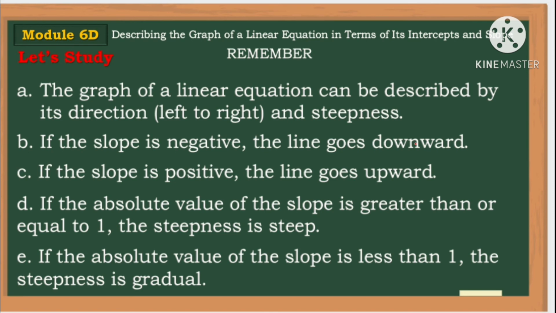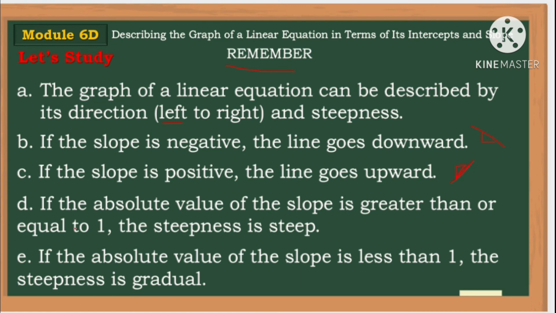Remember, the graph of a linear equation can be described by its direction, from left to right, and steepness. If the slope is negative, the line goes downward from left to right. Here, downward. If the slope is positive, the line goes upward. This one.